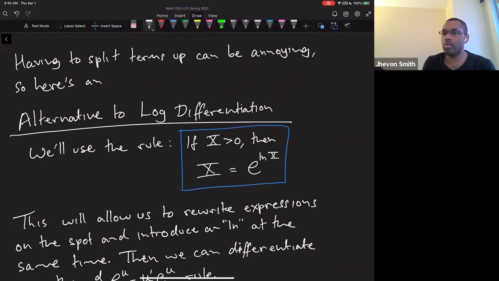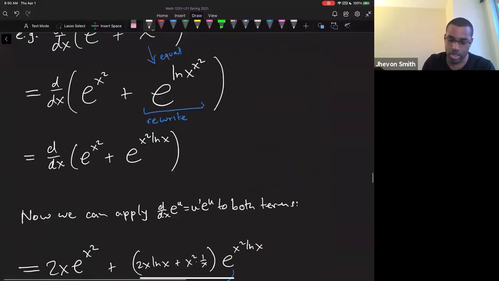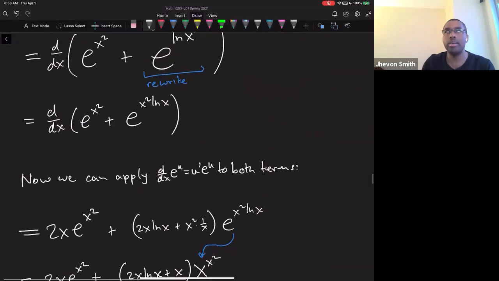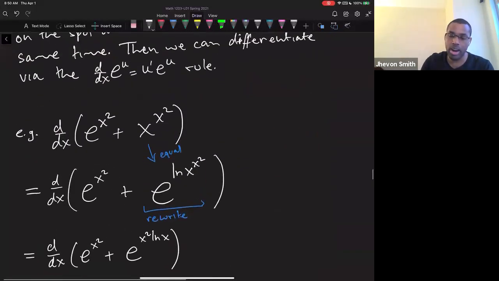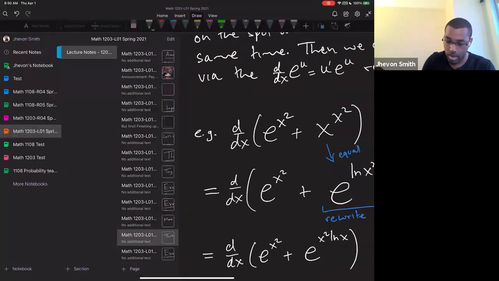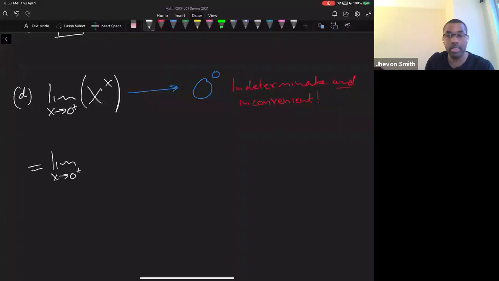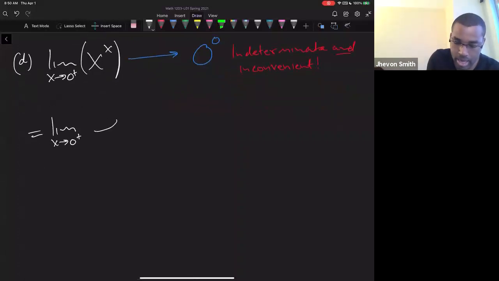Yeah, this guy right here, right? This rule here in the blue box allows us to rewrite things and introduce an ln on something without actually going separately and setting it equal to y and doing something separately. So we can kind of rewrite things on the spot using this idea. And in fact, we did rewrite something like x to the x in that idea. We know that this is going to be the same as e to the ln of x to the x.